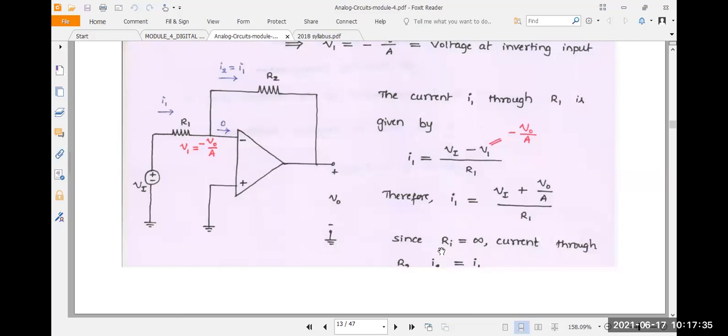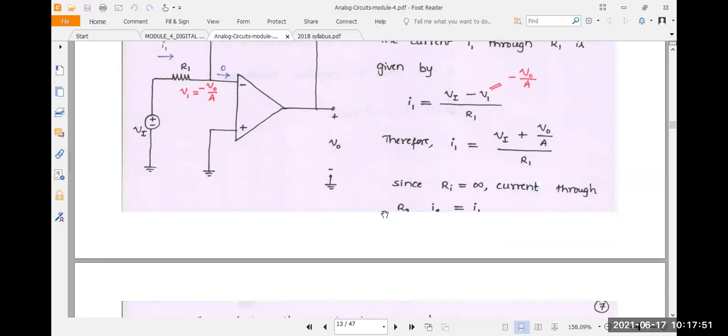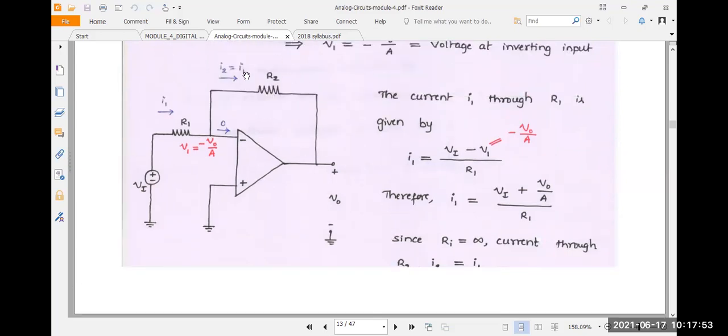Input resistance is very high, up to infinity value. So input impedance is very high in the op amp. That's why I can write Ri is equal to infinity. Since Ri is infinity, current to the R2 resistance, I1 is equal to I2.